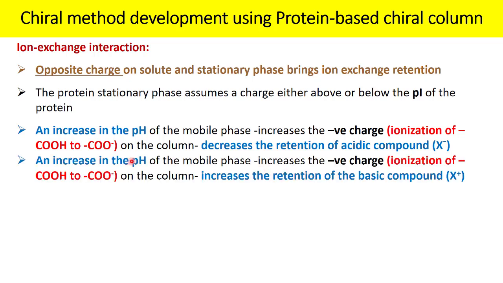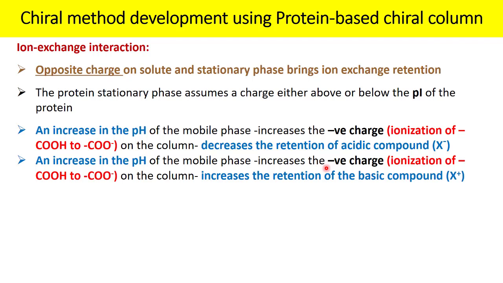Similarly, let us understand the second important statement: an increase in the pH. Again, I am taking the same situation where, because of the increase in the pH, meaning pH may go towards the alkaline side, you can see the ionization of the acidic functional groups happening onto the column. The column is a protein-based column containing acidic plus basic functional groups.